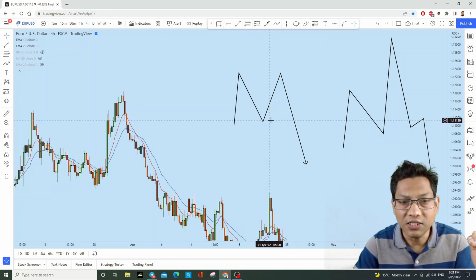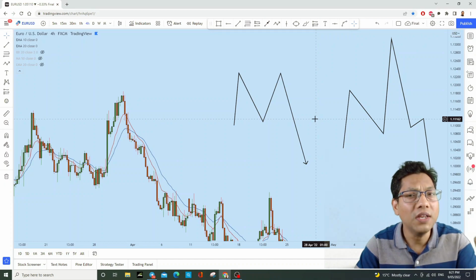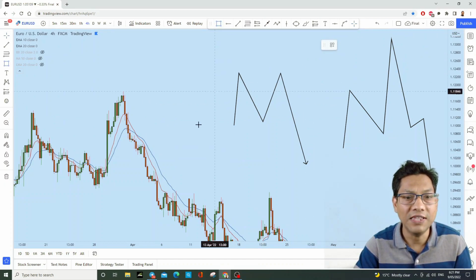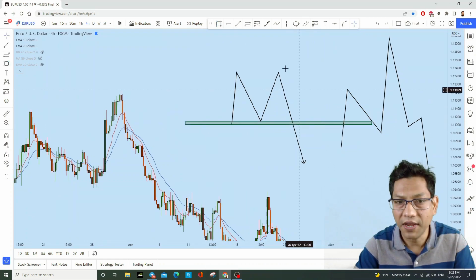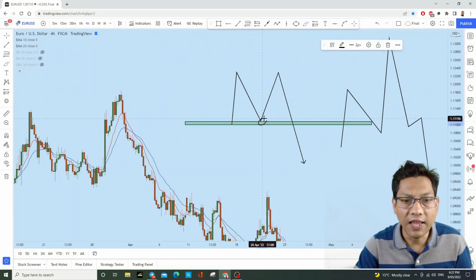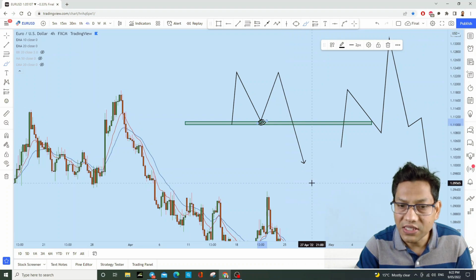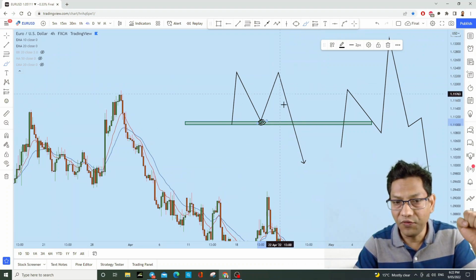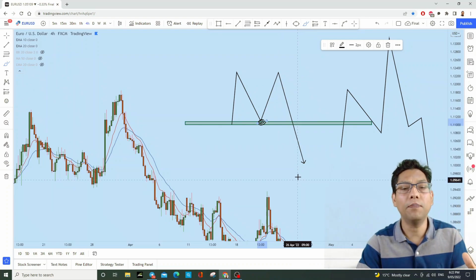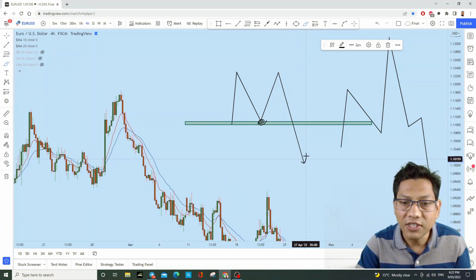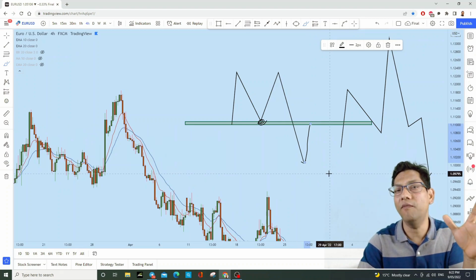Let's consider this double top formation. So what is the area of value for this double top? This is the area of value. Keep in mind, this is the area of value for this double top formation. Once the price broke down, if you are trading after the breakdown, do not jump on a trade. Wait for the price to come back to the area of value again.